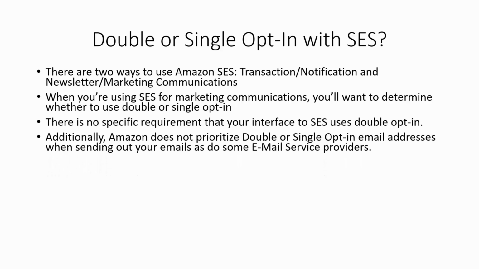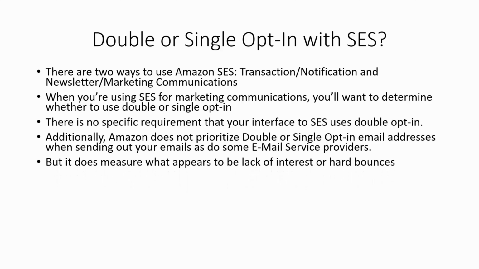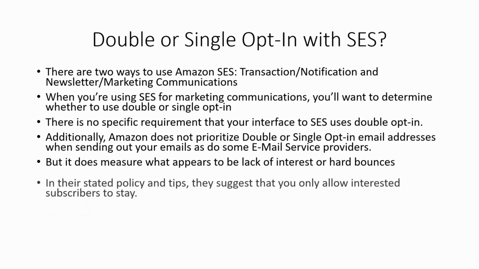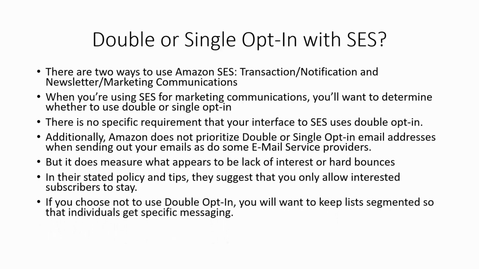Additionally, Amazon does not prioritize double or single opt-in email addresses when sending out your emails, as do some email service providers. Now, it does measure what appears to be a lack of interest through the form of hard bounces. It's their stated policy and tips that they suggest that you only allow interested subscribers to stay, and that would indicate that you are using double opt-in because they've gone through the second level of trying to get into your email marketing list. Now, if you choose not to use double opt-in, you will want to keep your list segmented so the individuals get specific messaging to the reason that they actually opted in.